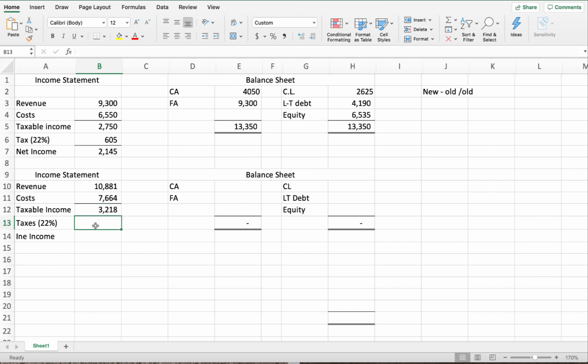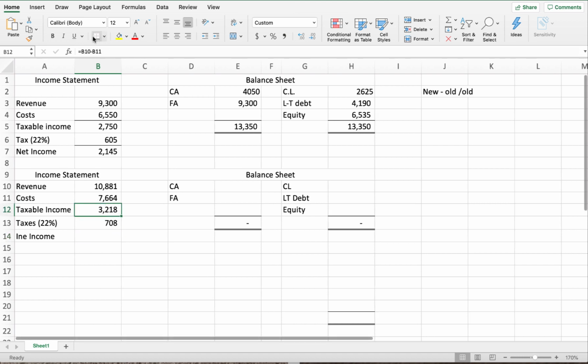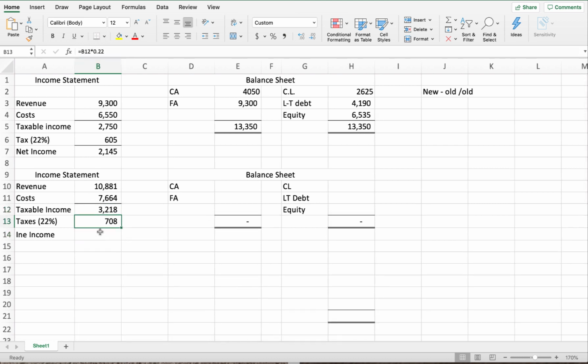Now I need to figure out what are my taxes, right? So very easy. I'm going to take my taxable income times 0.22. My taxes are 708. Okay. My net income is taxable income minus my taxes. 2510. Okay, again, that's rounded. You might have 2509.65. That's fine too.